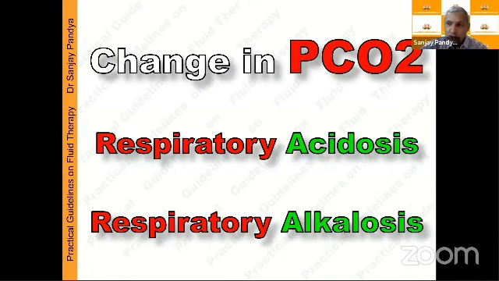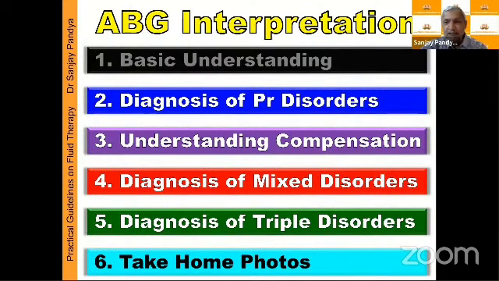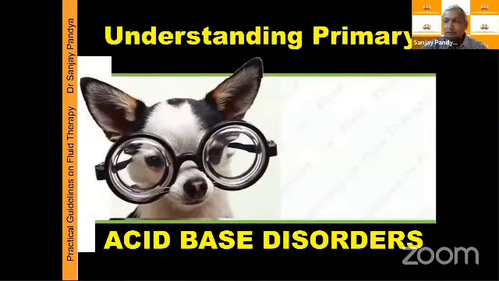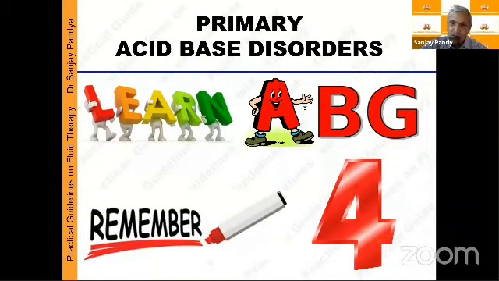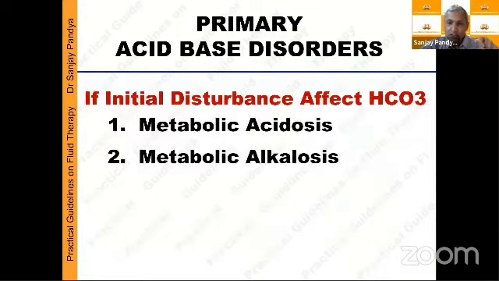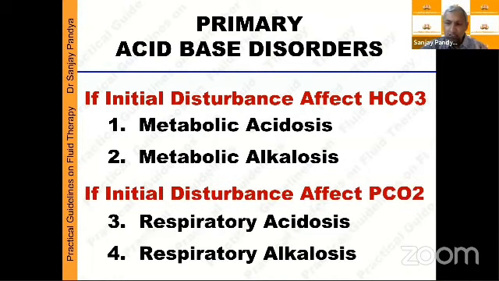Now, first and foremost, we need to have basic information about primary disorders. So when we discuss primary disorders, remember 4. Why? Because there are two disorders which are metabolic, affected by bicarbonate change, that is metabolic acidosis and alkalosis, and two disorders because of primary change in PCO2, and that is respiratory acidosis and respiratory alkalosis.